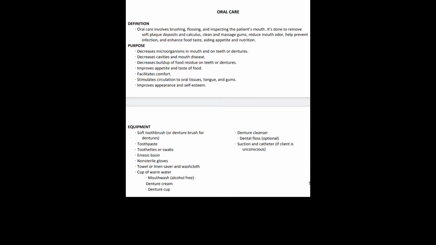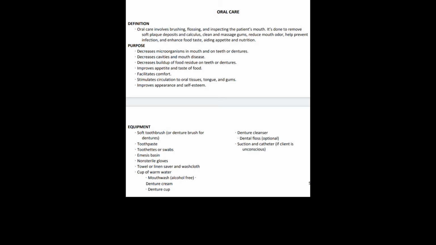The purpose is to decrease microorganisms in the mouth and on teeth or dentures, decrease cavities and mouth disease, decrease buildup of food residue on teeth or dentures, improve appetite and taste of food, facilitate comfort, stimulate circulation to oral tissues, tongue, and gums, and improve appearance and self-esteem.